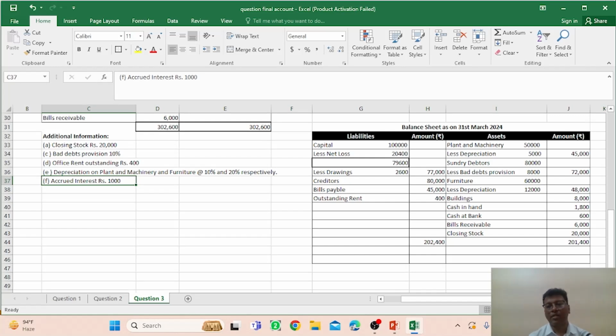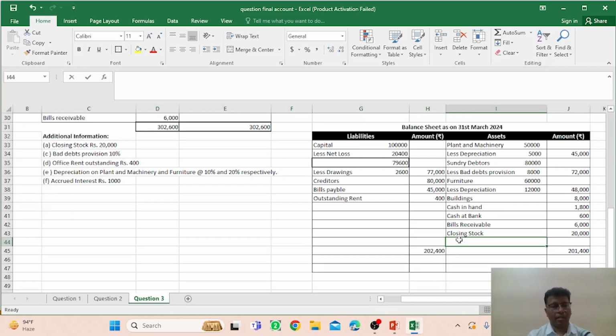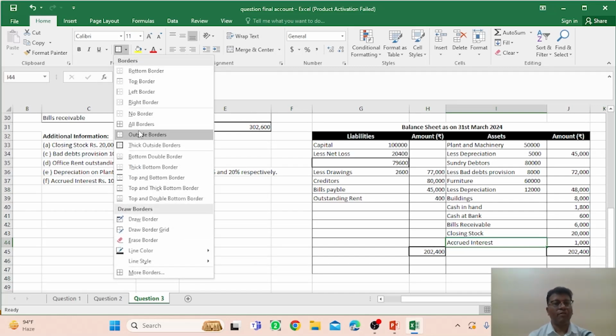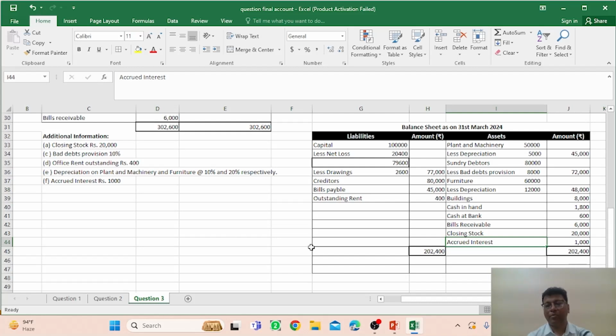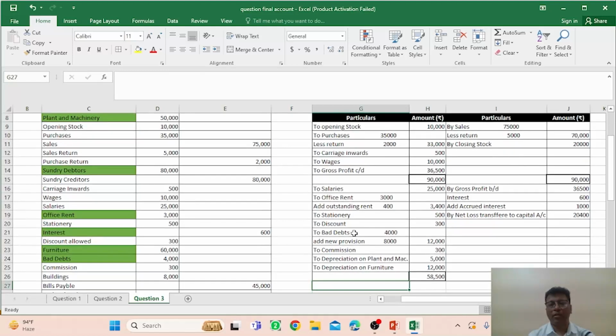So accrued interest is not written over there, so we have to mention this particular figure, right? So this is the particular figure. We just insert a line and write here that accrued interest rupees 1,000. So you have the total 2,02,400 in the debit side and credit side, both sides are matched. So your final account is prepared correctly, right? So you have to be very specific when you are preparing the final account, that every item or head of account is placed in a proper place, so that your balance sheet is matched, right?